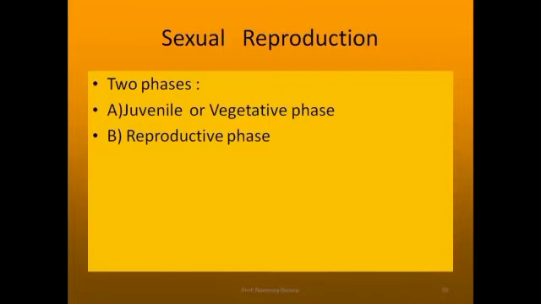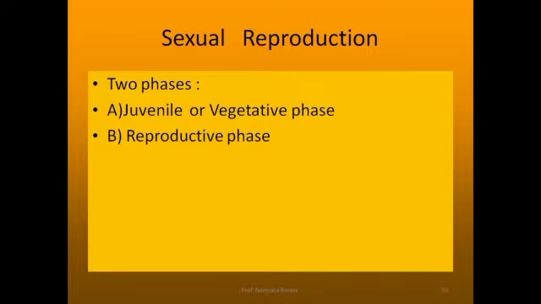Hello dear student, in the last video we discussed asexual reproduction in lower and higher organisms. Today we will discuss sexual reproduction, the structure of a flower, and the structure of the male reproductive organ, that is, the structure of the anther. So let's start. Sexual reproduction involves fusion of two compatible gametes or sex cells.